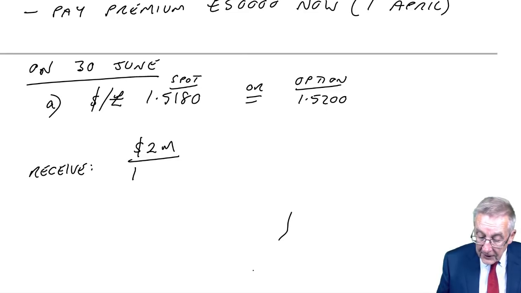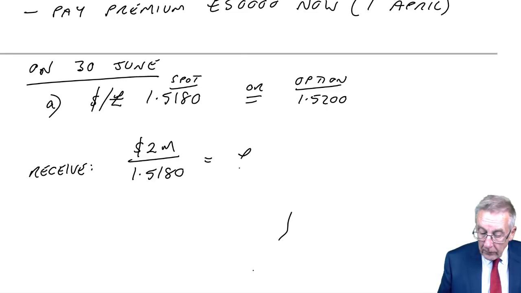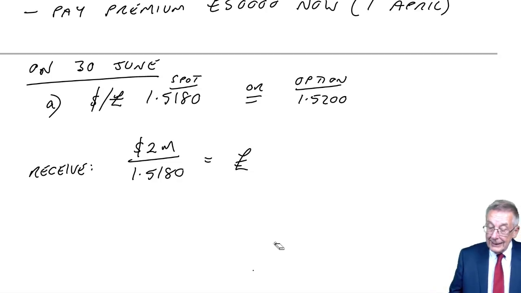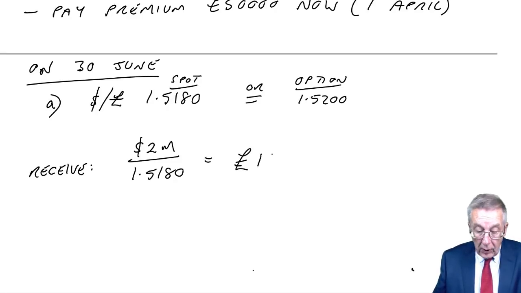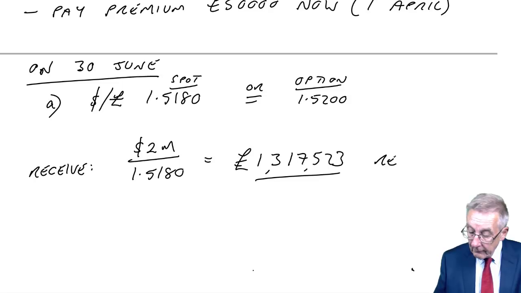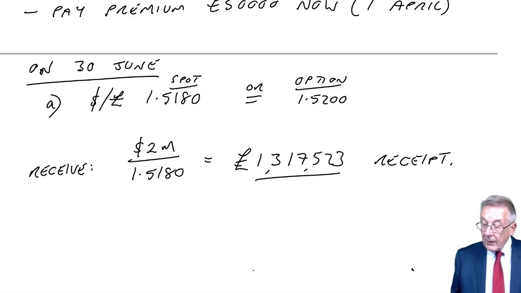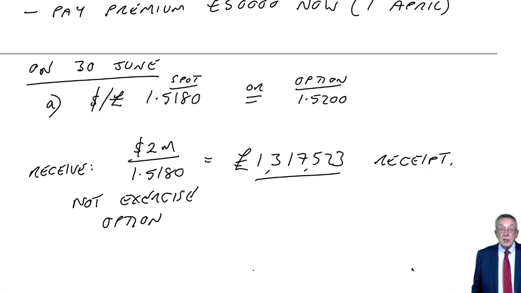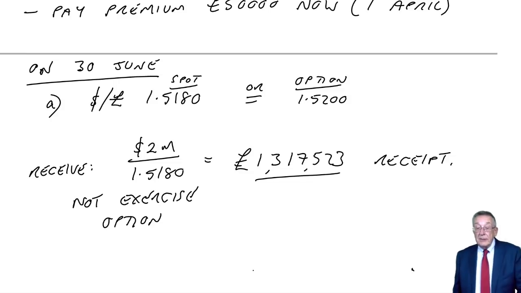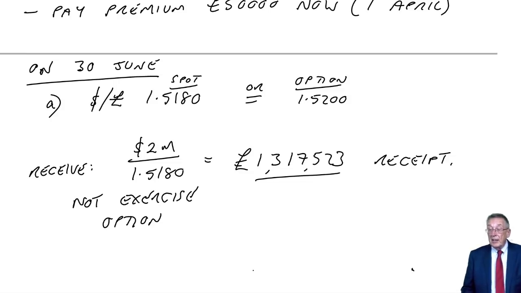We will convert at spot, and we'll receive as a result 1317523. We will not exercise the option. Think about it. If you'd exercise the option and converted at 1.52, you'd have divided by a bigger number. There'll be a smaller receipt.